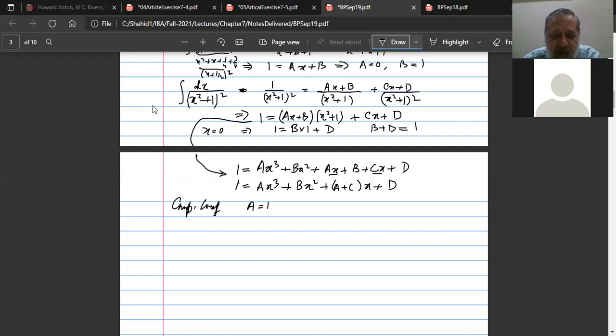There is no term of x squared, so B is equal to 0. There is no term of x, so A plus C is equal to 0. There is a constant on the left hand side, so D is equal to 1.